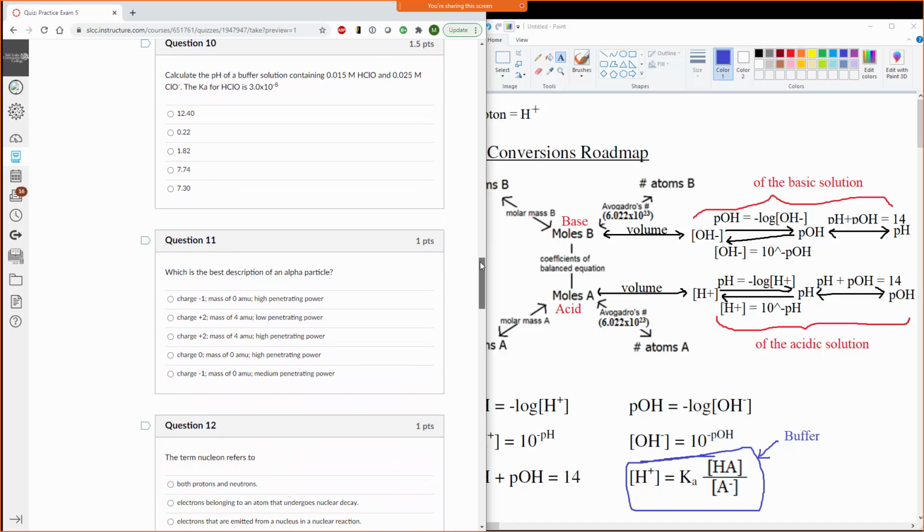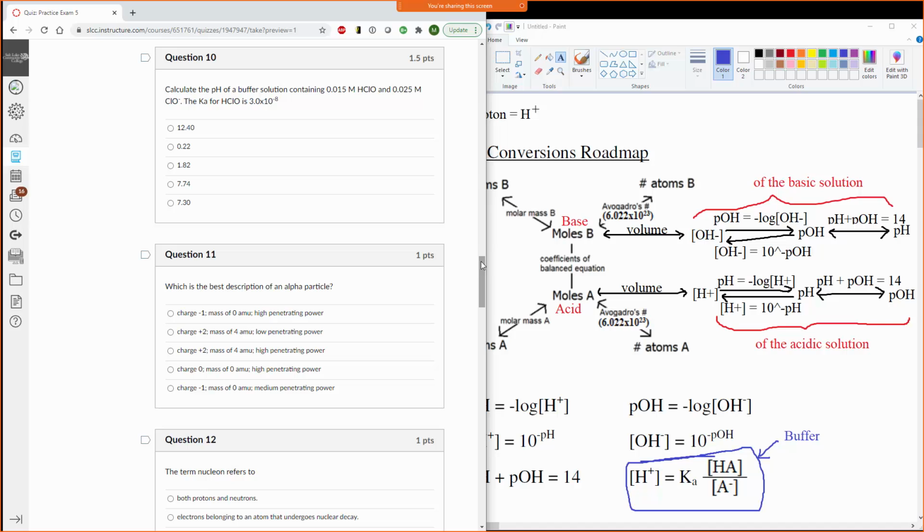Okay, question 10. Here we've got an option to calculate. In fact it tells you this time you're going to need to calculate. They want to know the pH, and they tell you it's a buffer, so you know you're using this equation. They give you a certain amount of HClO and a certain amount of ClO minus, and they give you the Ka. So awesome.